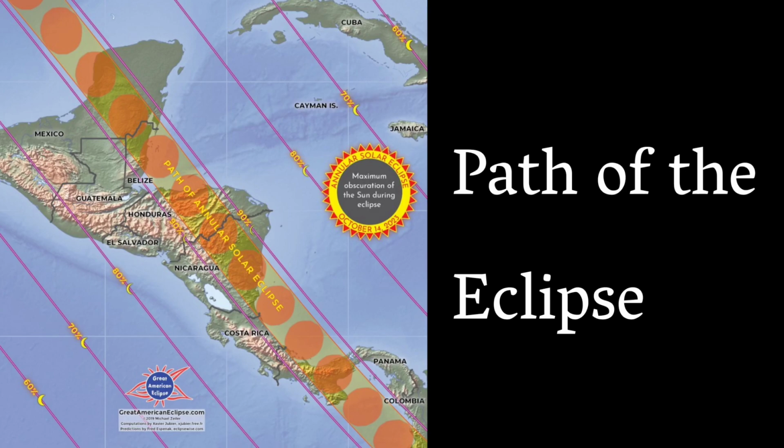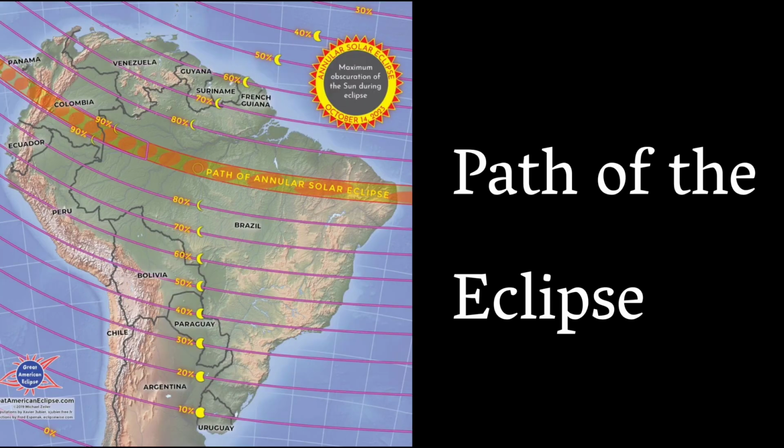It will then be visible from Mexico's Yucatan Peninsula, Belize, Honduras, Nicaragua, Panama, Colombia, and Brazil. However, everyone in the contiguous 48 states will have the opportunity to see at least a partial solar eclipse, and those close to the path will see a very large eclipse.